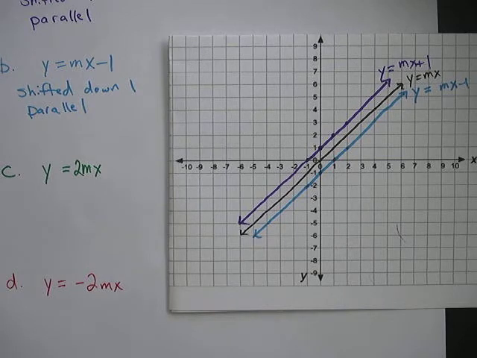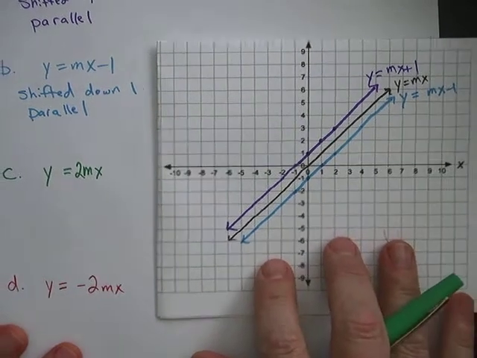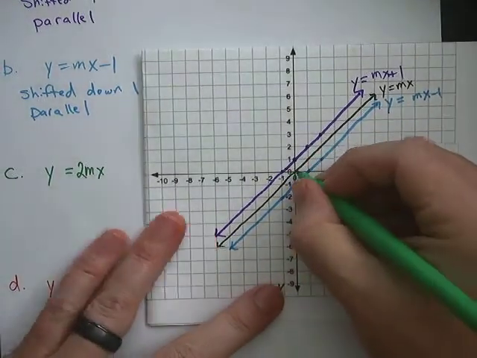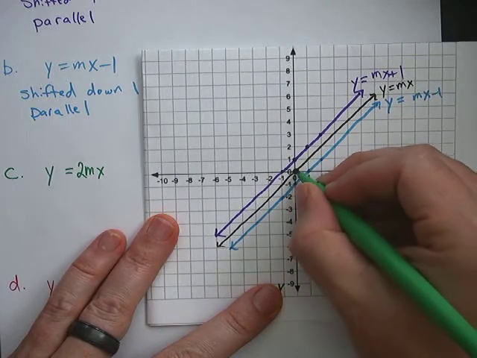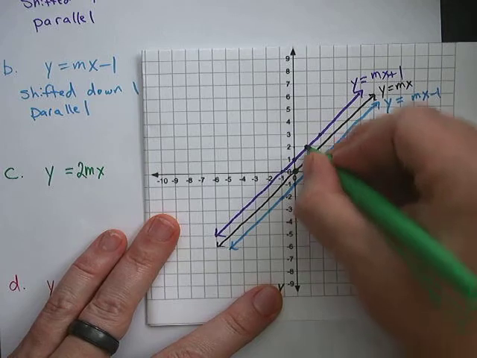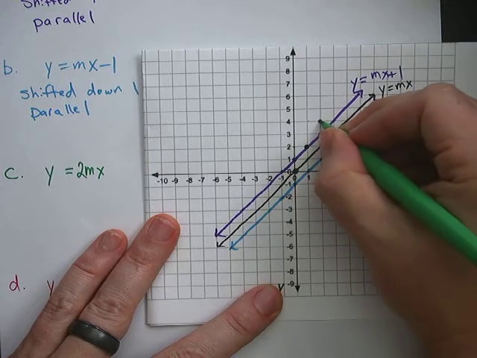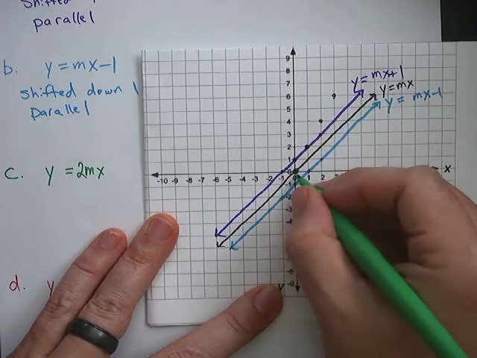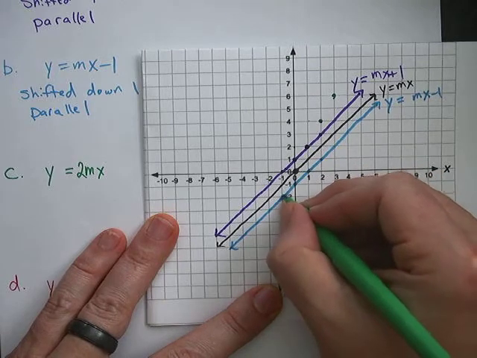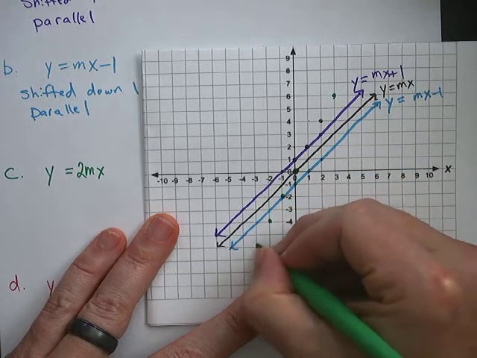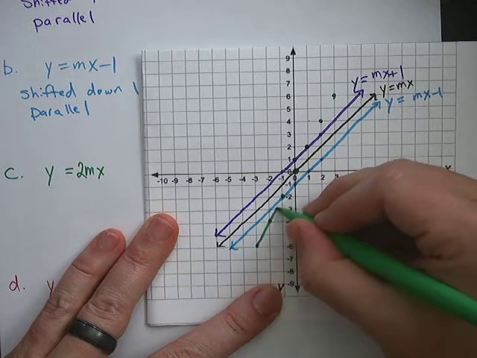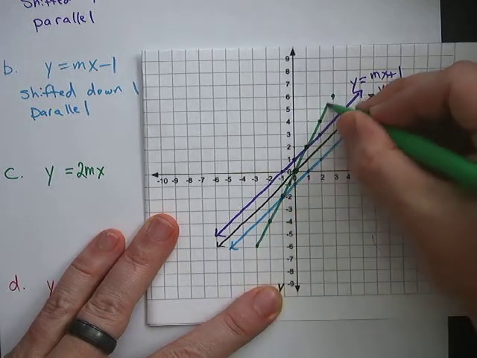Okay, so we still start from the middle, and I'm going to do this one in green. We still start from the middle, but when we find our next point, instead of going up 1 over 1 like the original graph did, we're going to go up 2 over 1, up 2 over 1. And we do the same thing the other direction, down 2 over 1 to the left. Okay, so you get this graph right here.